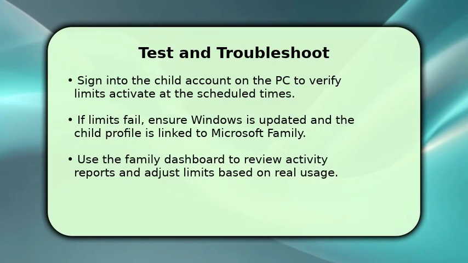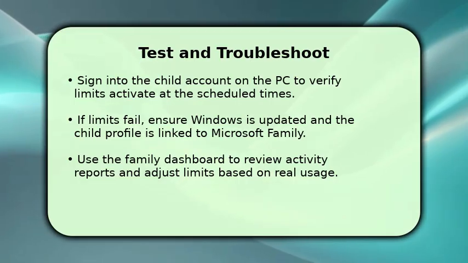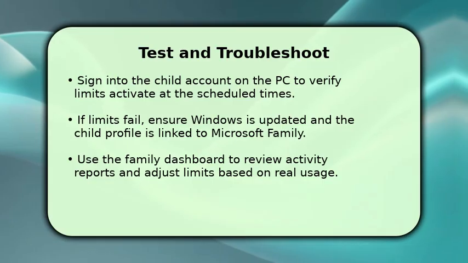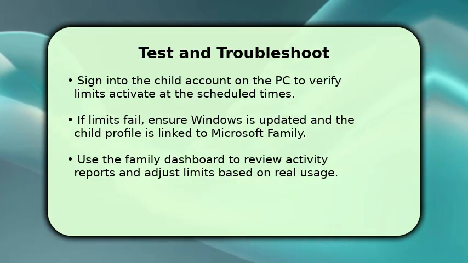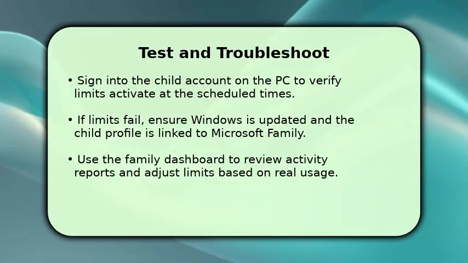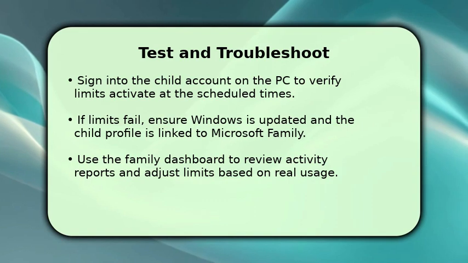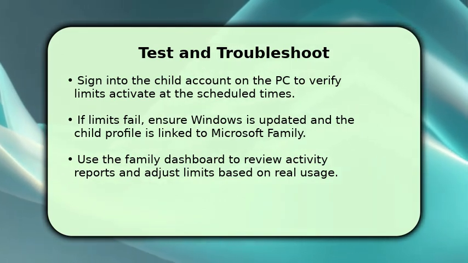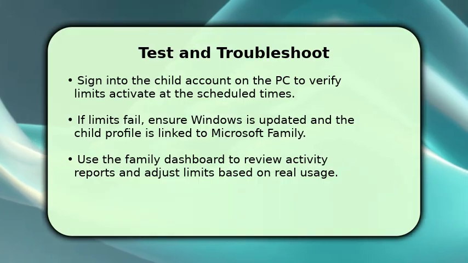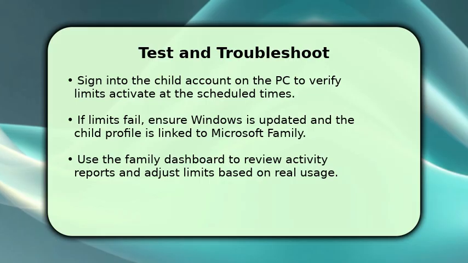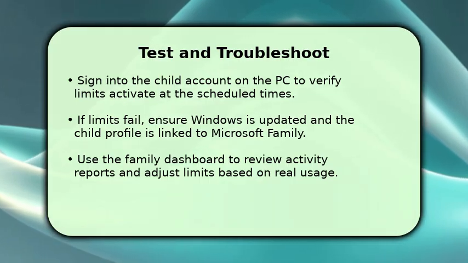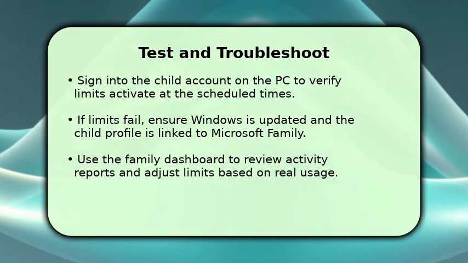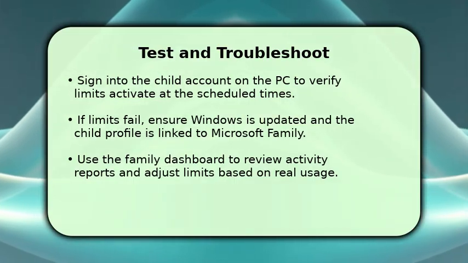After saving screen time rules, sign in as the child to verify restrictions trigger correctly at the set times. If rules do not apply, confirm Windows updates are installed and the device is registered under the child profile. Recheck Microsoft account links and reinstall any conflicting third-party parental apps. Monitor the family dashboard for activity logs and tweak daily limits or app allowances based on the child's real usage patterns to achieve balance.